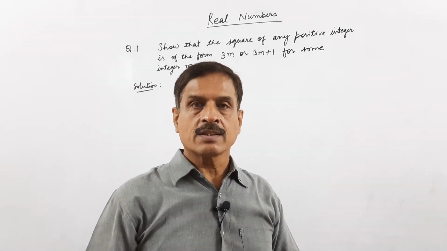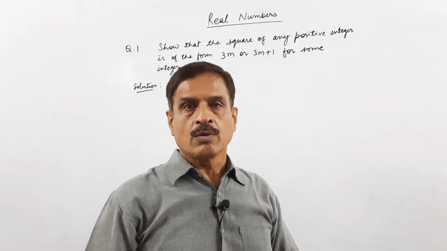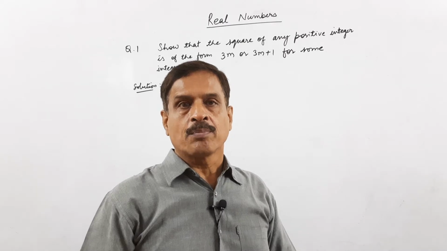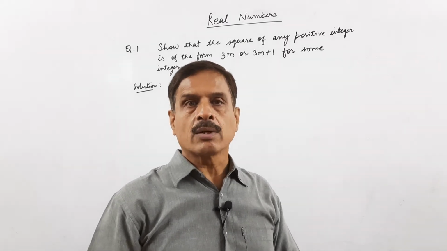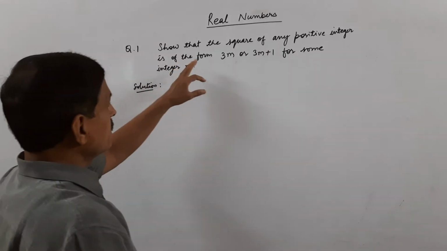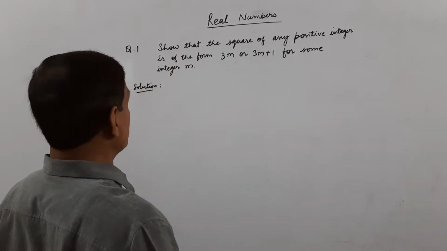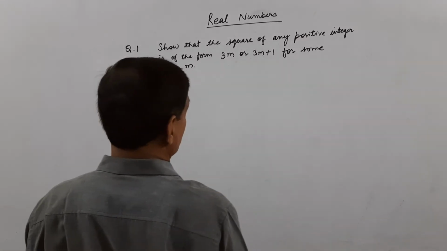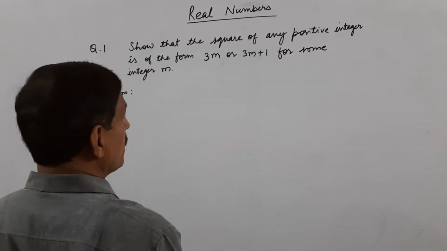Dear students, in this video we will discuss some problems based on Euclid's division lemma. Show that the square of any positive integer is of the form 3m or 3m plus 1 for some integer m.